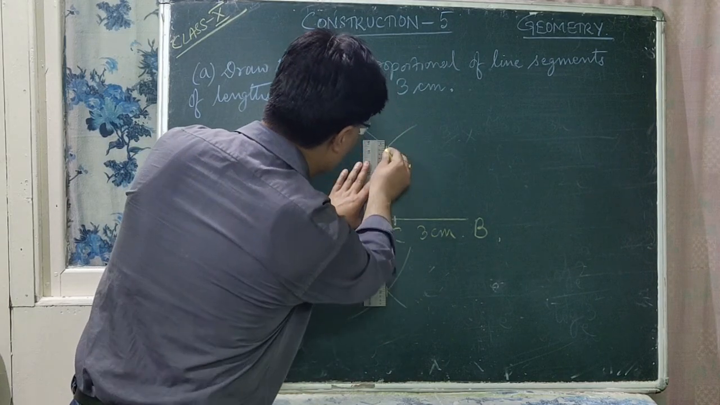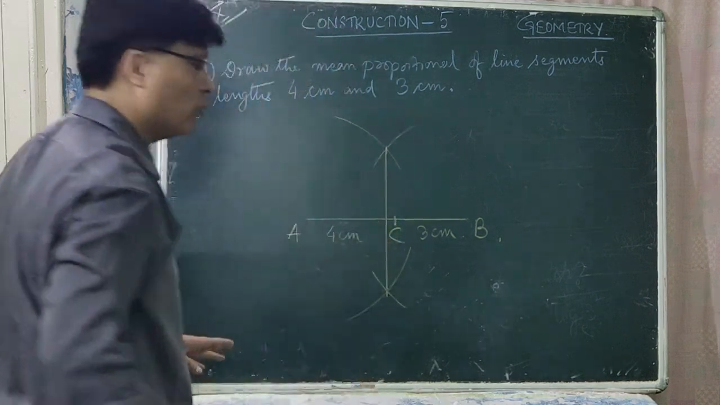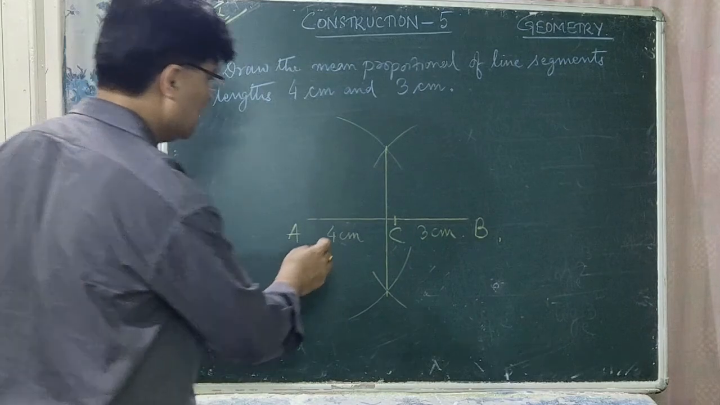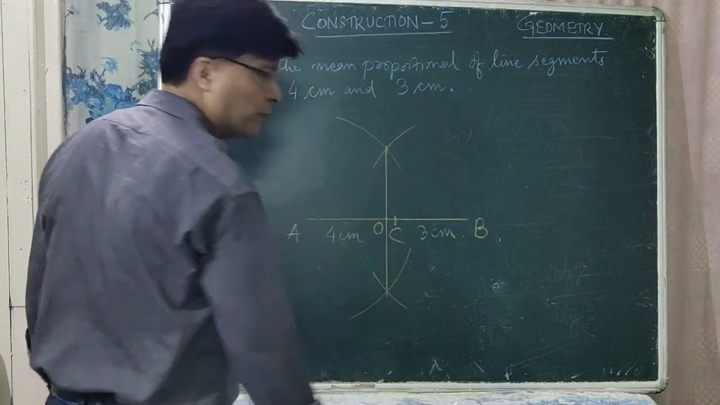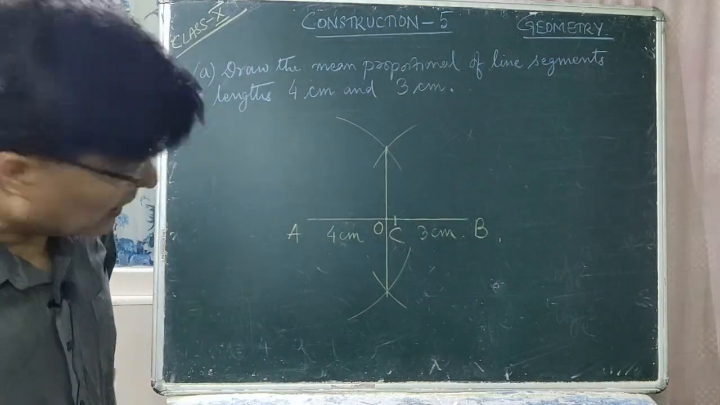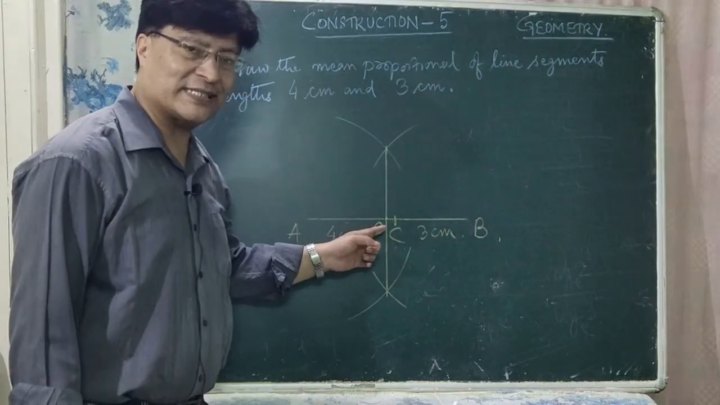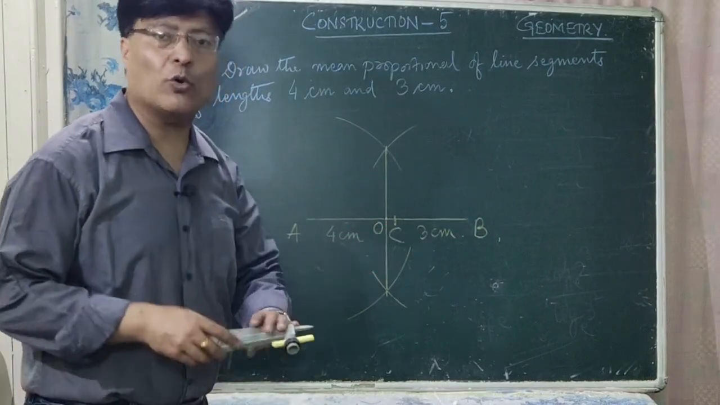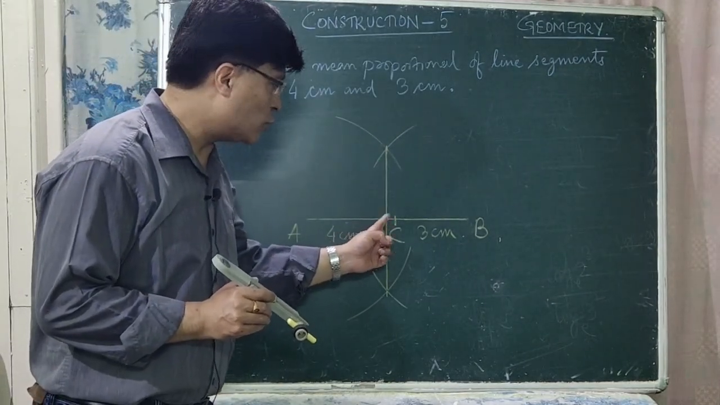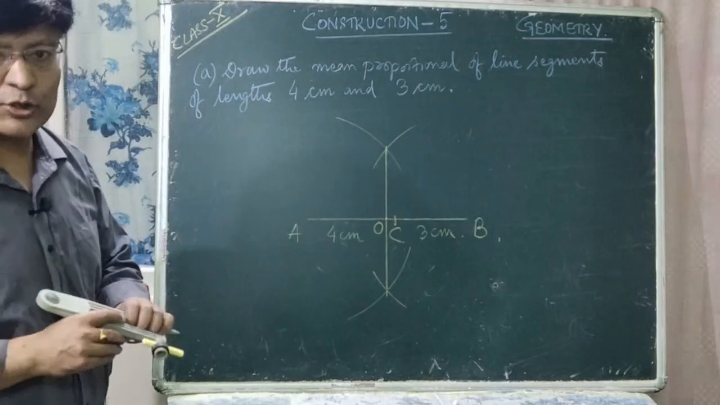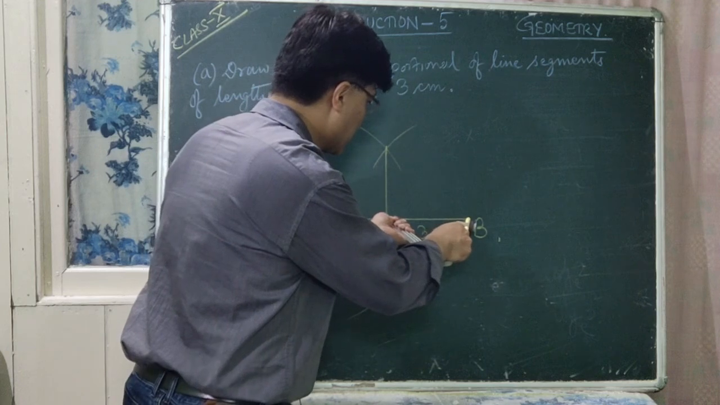Now we have to join these 2 points, right? So these 2 points are joined now. Suppose this point is the midpoint of AB. Suppose that point is O, right? Now what will you do here? You have to draw a semicircle here with the point O as the center and OB or OA as the radius. Let us draw the semicircle now.